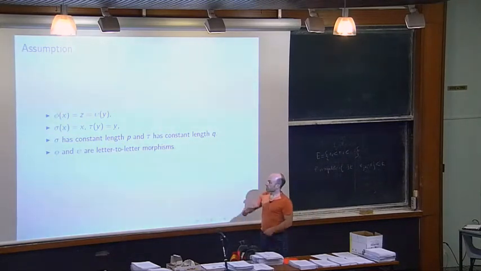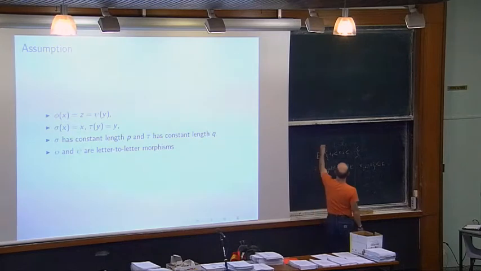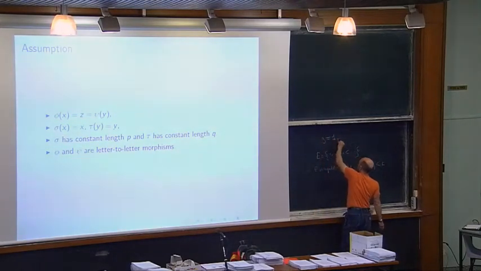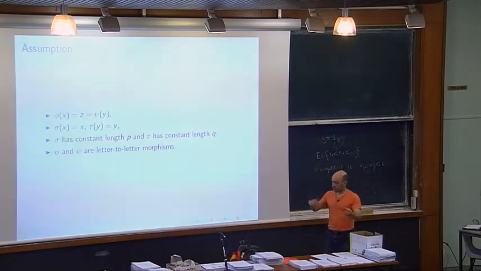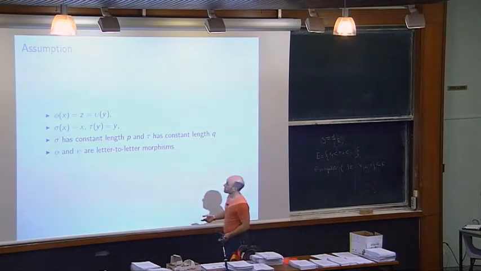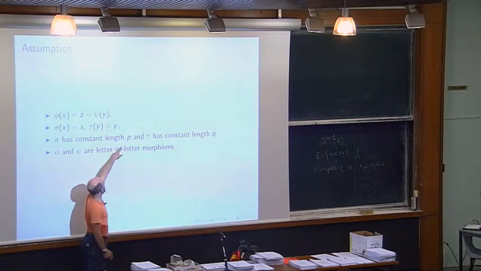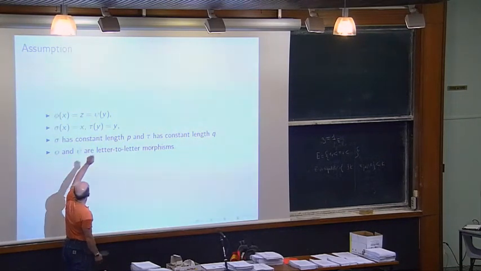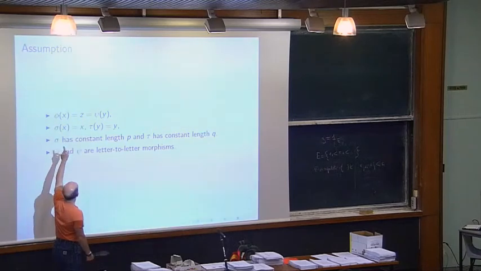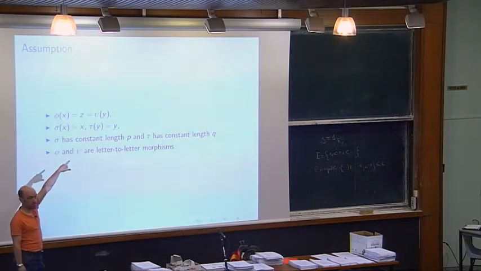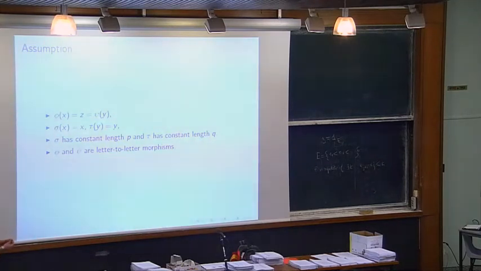So you have Z here. You should think of Z as P and Q recognizable, or automatic, which means that it can be produced by some X, which is a fixed point of a substitution of length P, by some Y of length Q, and by two letter-to-letter morphisms, phi and psi. This is the setting. P and Q are multiplicatively independent. I'm in this direction. And what are you supposed to prove here? That it is ultimately periodic.